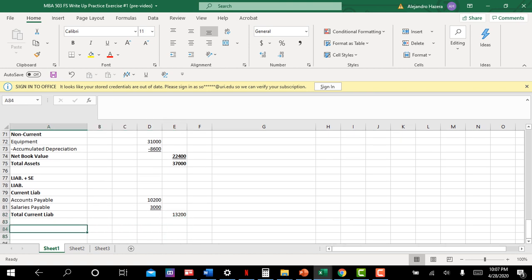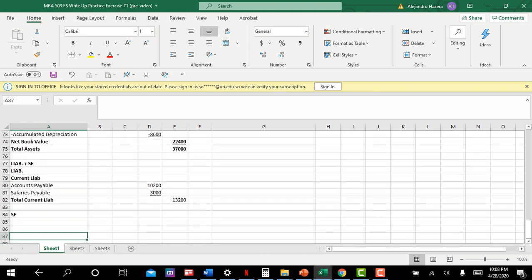Okay, then finally we're going to do shareholders equity. I'm just going to use the acronym shareholders equity. Okay, I want to get this example over with. Okay, and as I said before, there's 2 categories of shareholders equity. The first one is paid in capital. Some people call it contributed capital. Paid in capital consists of 2 things: common stock and additional paid in capital.